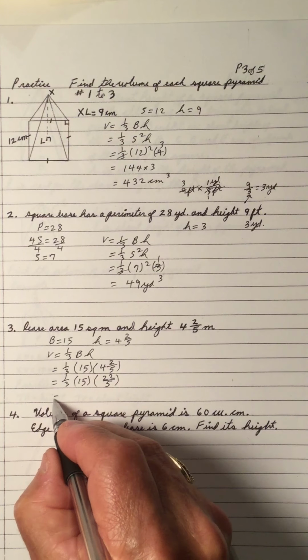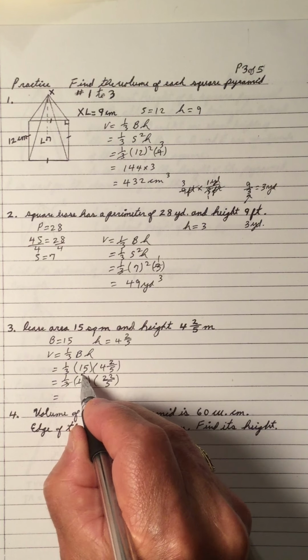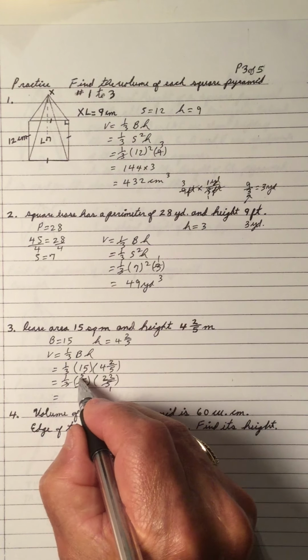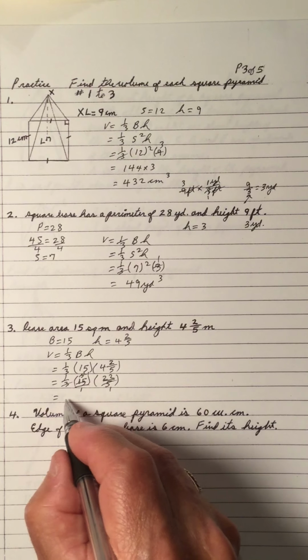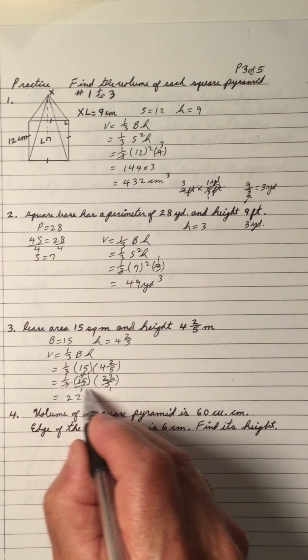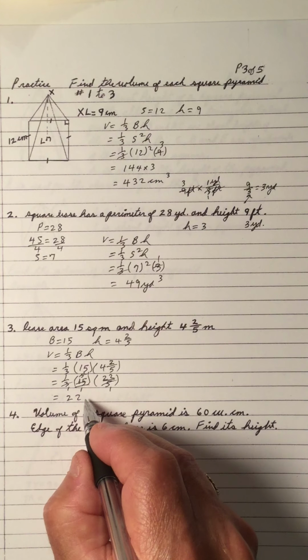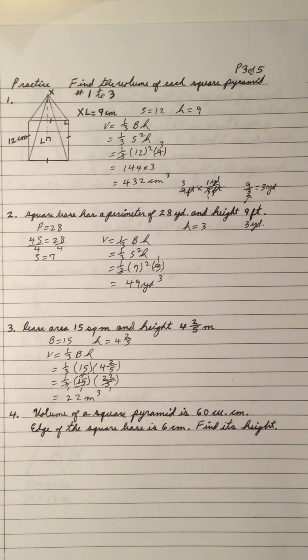We're multiplying fractions. I always like to cancel. 3 goes into 15 5 times because the 15 is over 1. 5 goes into 5, cancels out. So 1 times 22 is 22, and they're all 1s on the bottom. 1 times 1 times 1, and we have 22 meters cubed for volume.